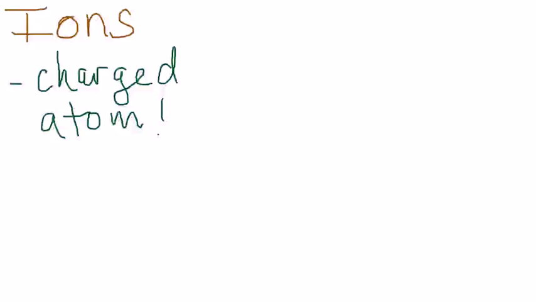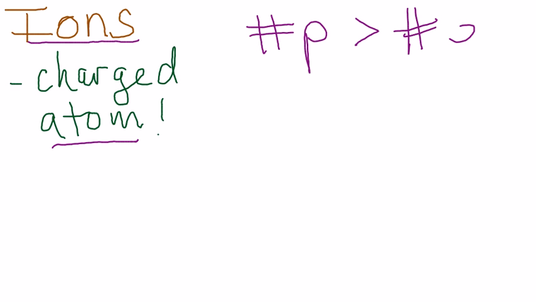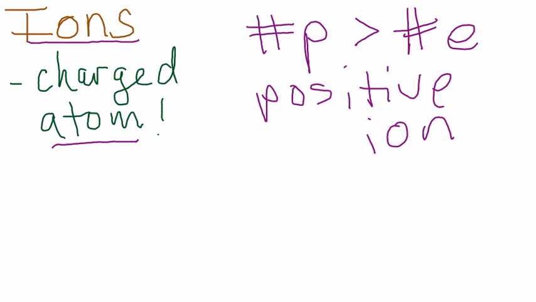Alright, we're going to be looking at ions here. So far we've been looking at atoms that have no charge. Now we're going to start talking about charge. So an ion is going to be a charged atom. And what that means is that if there are more protons than there are electrons, that means you have a positive ion. And a positive ion has a special name.